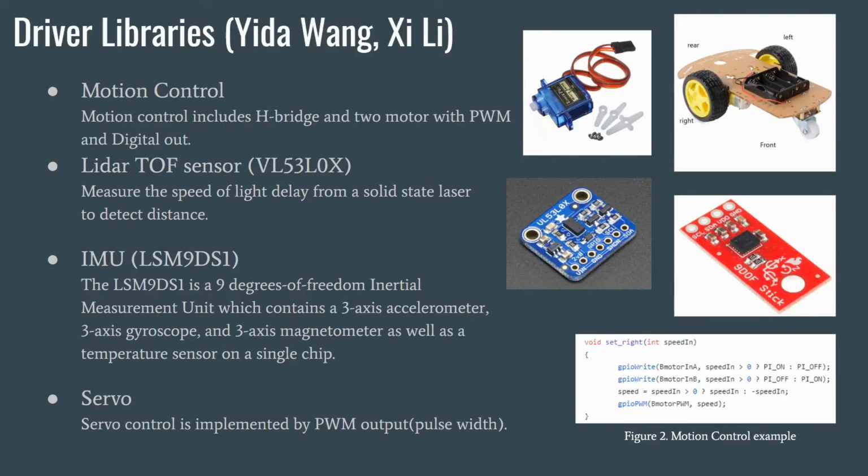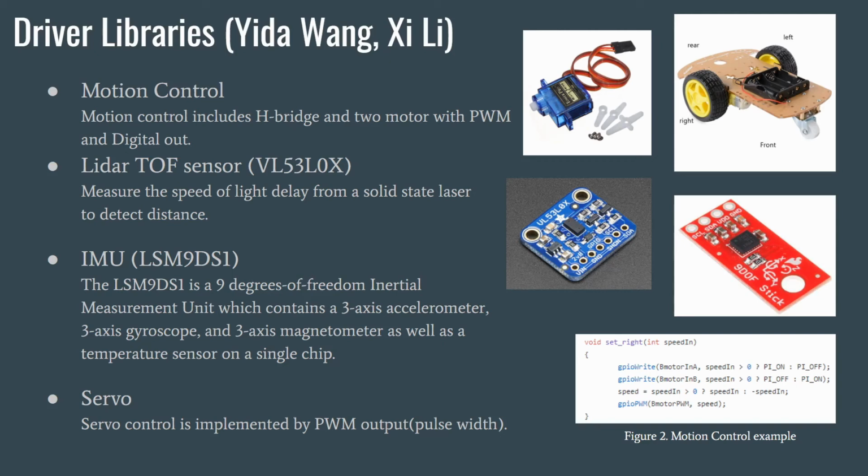Hi, this is Yida. I'm in charge of developing two sensor driver libraries on this project. One is the LiDAR time-of-flight sensor, and another one is the IMU. The VL53L0X is a time-of-flight distance sensor. This sensor contains a very tiny invisible laser source and a matching sensor. The VL53L0X can detect the time of flight, or how long the light has taken to bounce back to the sensor. Since it uses a very narrow light source, it is good for determining distance of only the surface directly in front of it.